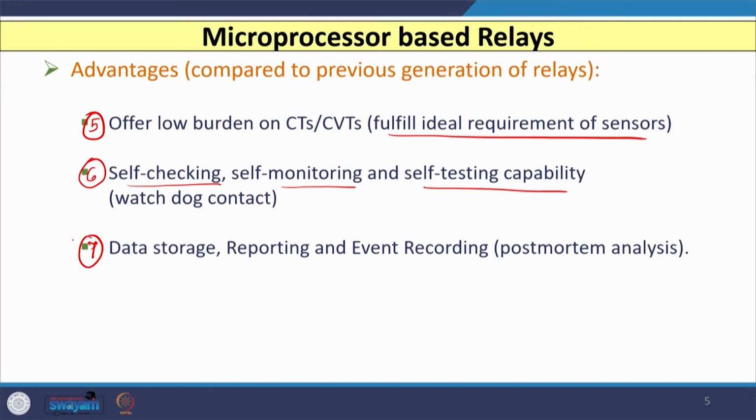The next advantage of microprocessor based relay is that it has a data storage facility. So, you can store data like pre-fault currents, pre-fault voltages, or maybe you can store the data of transients, or you can store the data of harmonics. Maybe if you need it for any post-mortem analysis, whenever something goes wrong or any abnormal condition takes place, then such type of data will be very useful for analysis purposes.